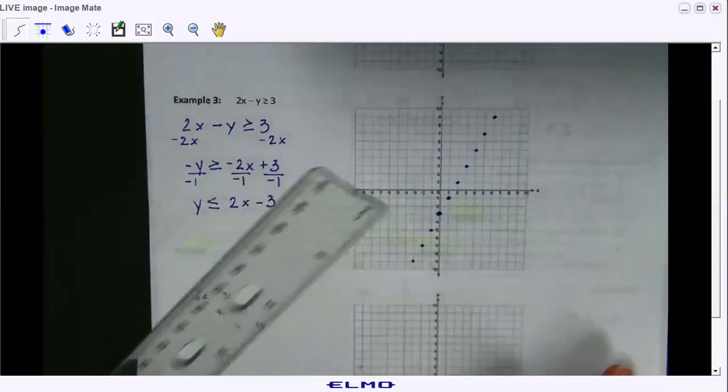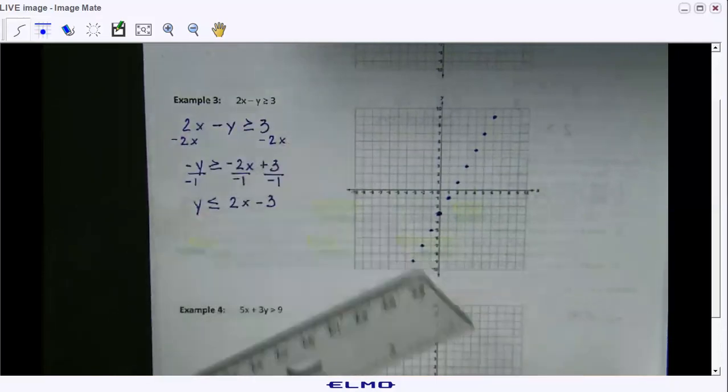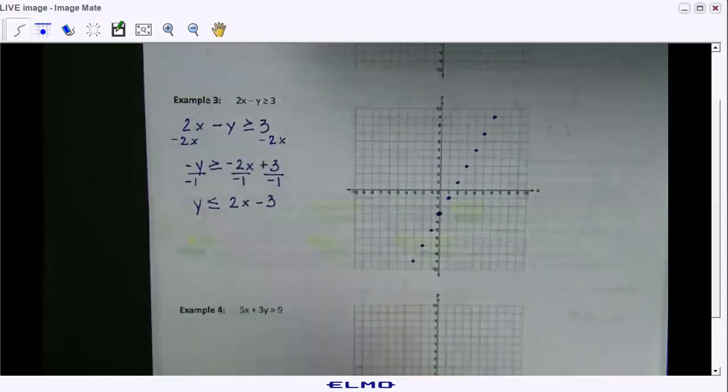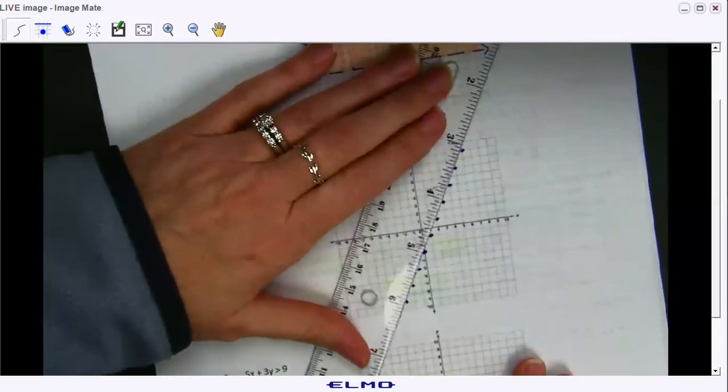No, solid. Why is it solid? Because it's greater than or equal to. Okay, it's equal to. So what tells you if it's going to be a solid line? What is the one little symbol? Because of the equal to, the equal sign. Good. So let's go ahead and draw a solid line.